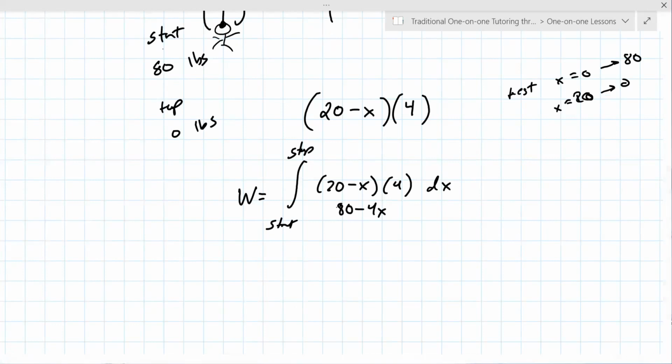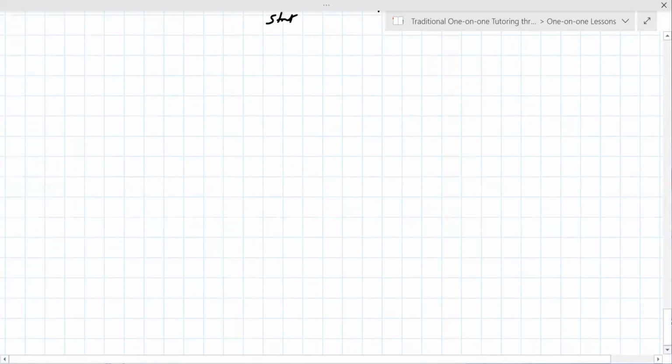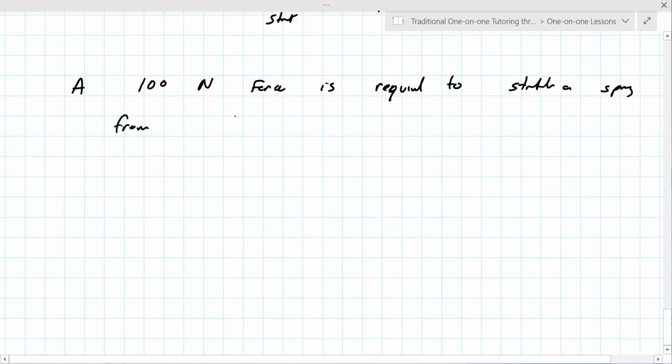Okay, that is actually example 1, but let me modify it here because it's kind of unrealistic. So it says a 100 Newton force is required to stretch a spring from 2 meters to 4 meters. Okay, and we assume its natural length, and that means it's unstretched length.